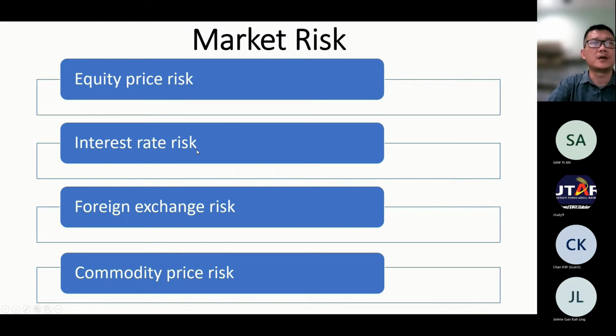So because of interest rate uncertainty, it will affect the balance sheet of the bank under the assets, which are the loans and investments, and also the liability part, the deposits and non-deposit borrowing as well.